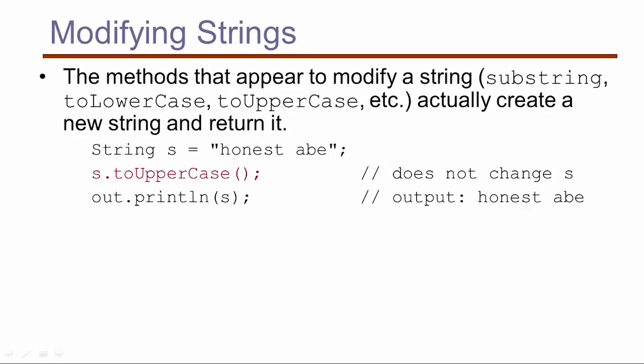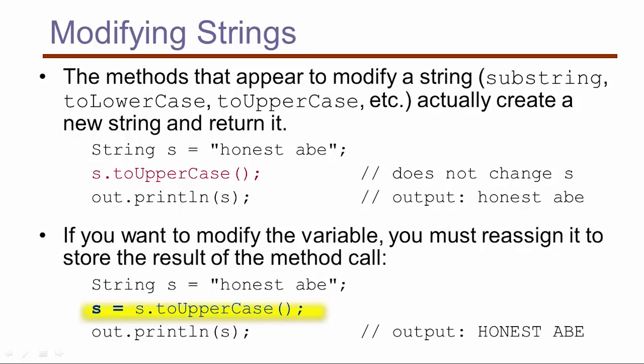To reiterate an important point that was made earlier, many of the string methods that appear to modify the objects on which they are called actually do not modify the objects, but rather they create new string objects and return them. For example, calling the toUpperCase method on a string object s does not change the object s. If you want to change the object s, you must use assignment to assign the value that is returned by the method call.